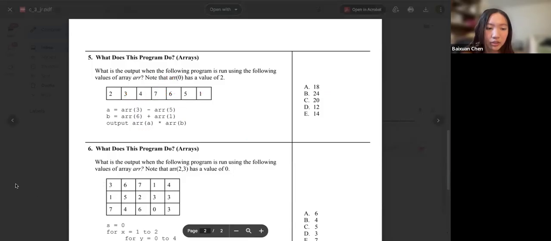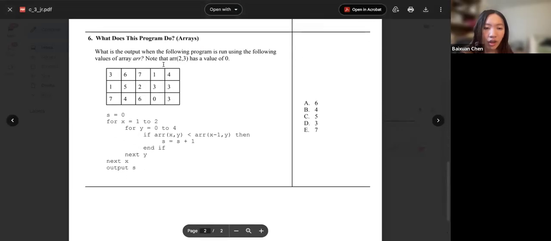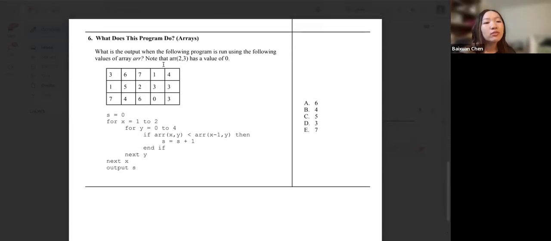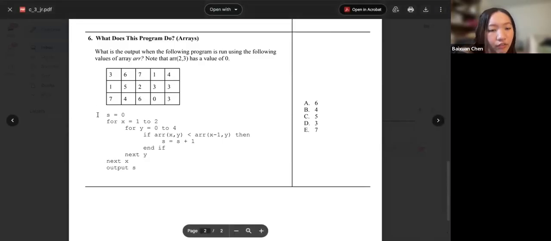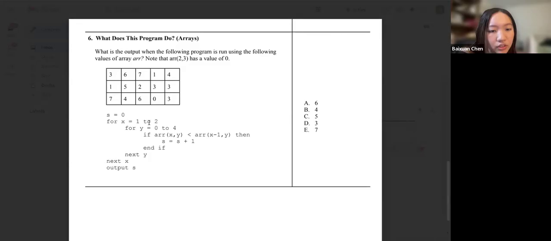Okay, for the next part, another what does this program do? What is the output when the following program is run using the following values of array R? Note that array 2, 3 has a value of 0. So this s equals 0, and x is from 1 to 2, and y is from 0 to 4, so 0, 1, 2, 3, 4 from here to here.